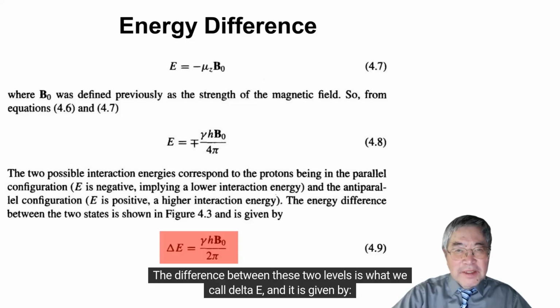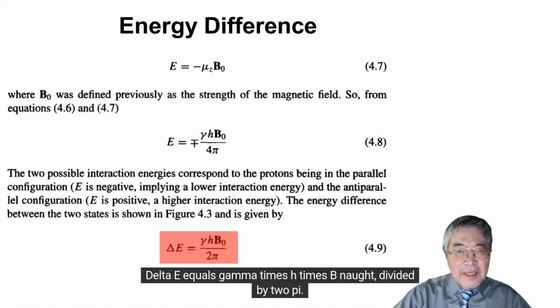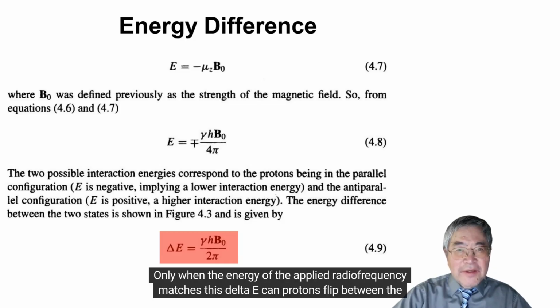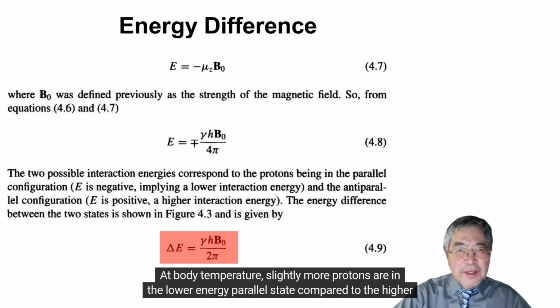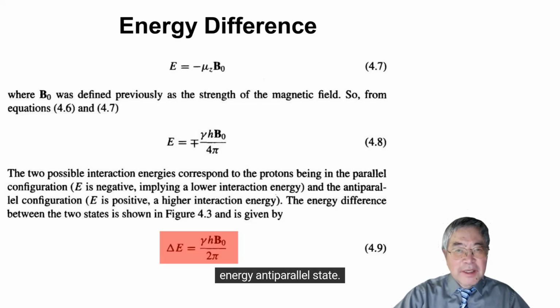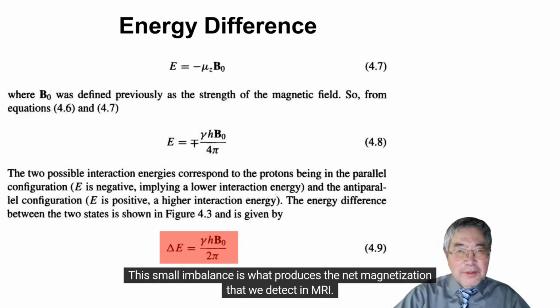The difference between these two levels is what we call delta E, and it is given by delta E equals gamma times h times B naught divided by 2π. This difference is critical because it sets the resonance condition. Only when the energy of the applied radio frequency matches this delta E can protons flip between the two states. At body temperature, slightly more protons are in the lower energy parallel state compared to the higher energy antiparallel state. This small imbalance is what produces the net magnetization that we detect in MRI.